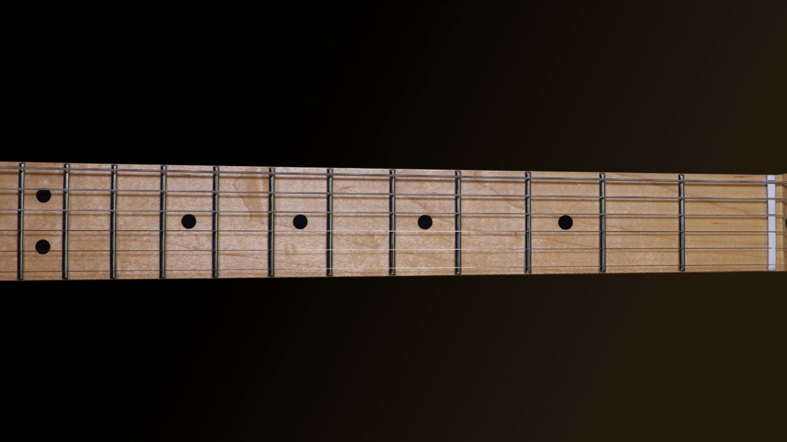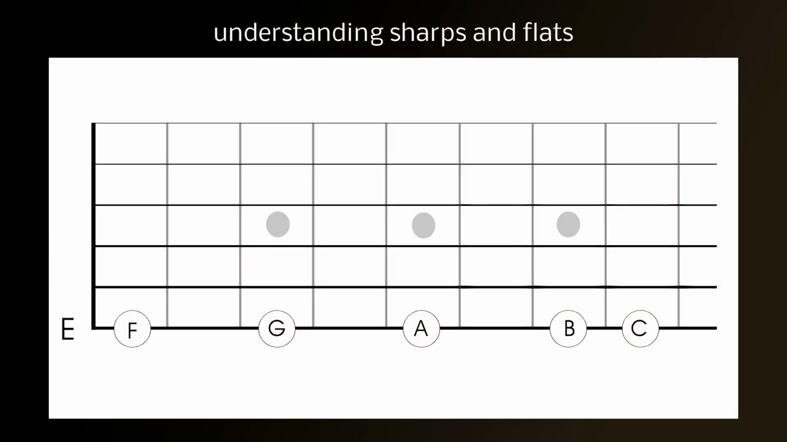So, looking at sharps and flats from a practical point of view, what it means is, if you get, for example, a G and move it up 1 fret, it will be G sharp. If you take an A and move that up 1 fret, it will be A sharp. Now, if you take the G and move it down a fret, it will be G flat. Same with A. If you take the A and move it down 1 fret, it will be A flat. This simple rule works in the vast majority of cases.